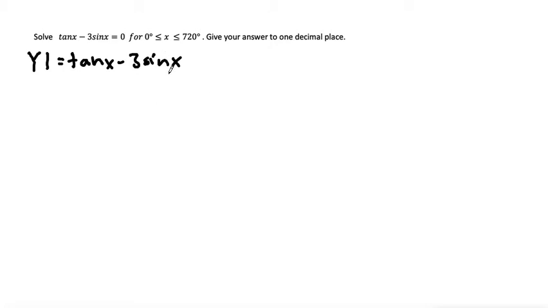So I first plugged that into y1, and then I hit graph. I noticed that my window was way out of whack. I couldn't really see what was going on. So I pressed window. And since my x values, I'm wanting to go from 0 to 720, I like to give myself a little extra room. I put my x min as negative 10 to give myself a little bit of room left of 0. And I put my x max at 730. So again, I'm giving myself like 10 degrees to the left and 10 degrees to the right of my x values.